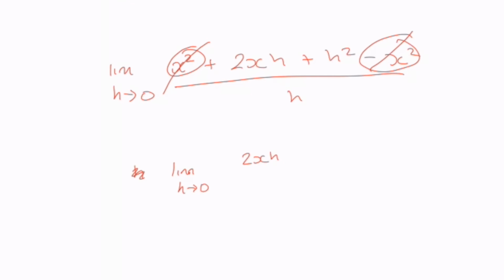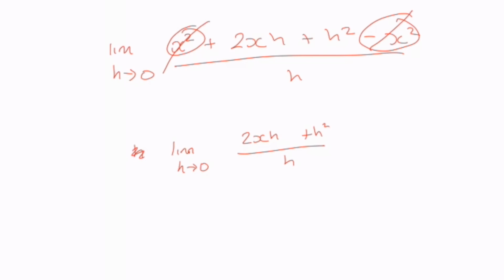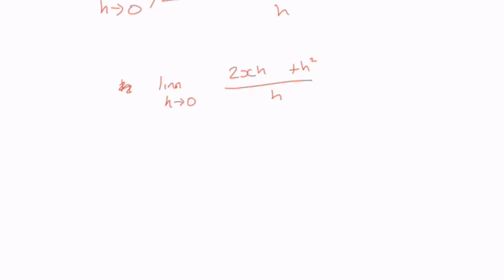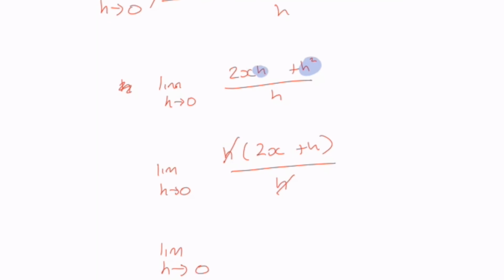So we're left with the limit as h approaches 0, 2xh plus h squared on h. Okay, and we can actually factorize h out, can't we? Because h is common to the top. So we're left with the limit as h approaches 0. We're going to take out h, so we have 2x plus h on h. And those two cancel. So limit as h approaches 0 is 2x plus h.